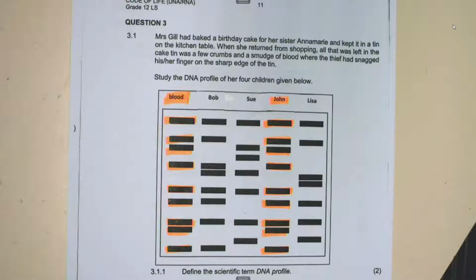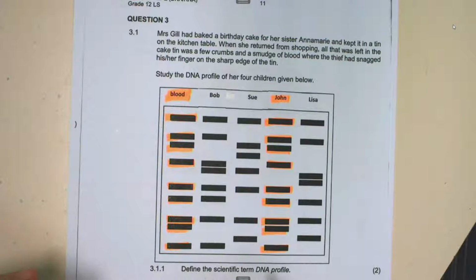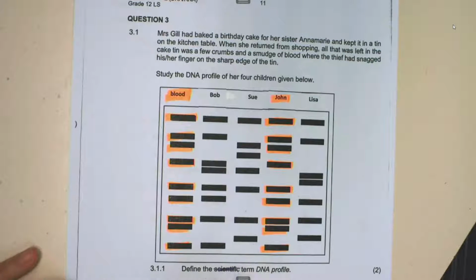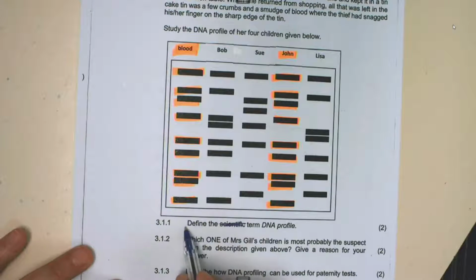They say 3.1.1, define the scientific term for DNA profile. Now immediately the learners in my class, when they see scientific, think, I don't know, what is this? This is not science. It's not physical science. What are they asking me? Remember, life sciences are also a science. So if the word scientific confuses you, you just say, define the term DNA profile. That must now sound more familiar. And the moment they say define, they must now want a definition.